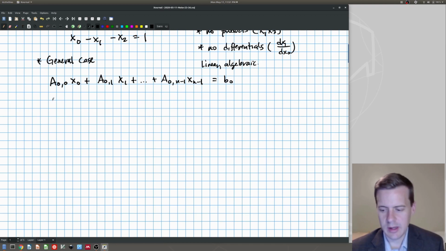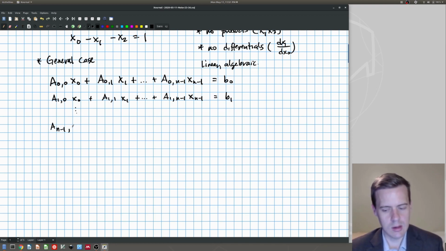That would be one equation. Then the next one I would have is a1,0 x0 plus a1,1 x1 plus many terms plus a1,n-1 x n-1 is equal to b1. Okay, could have many equations like that all the way down to a n-1,0 x0 plus a n-1,1 x1 plus many terms plus a n-1,n-1 x n-1 is equal to b n-1.